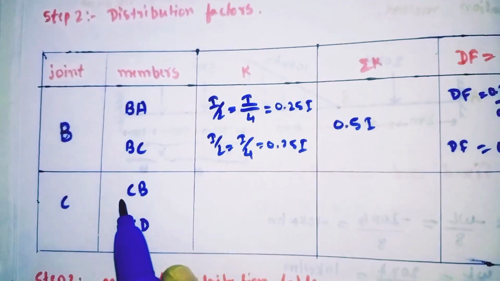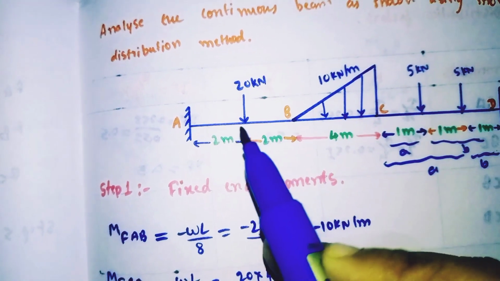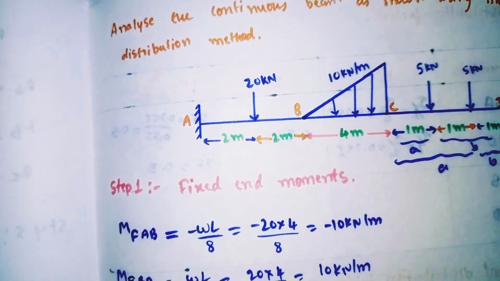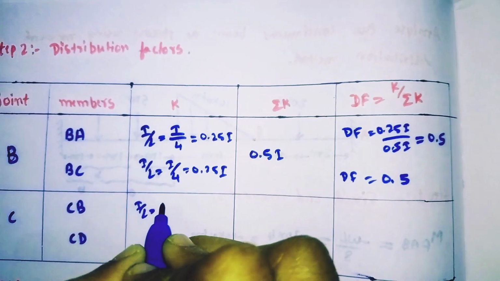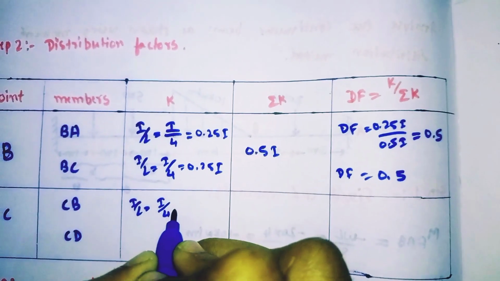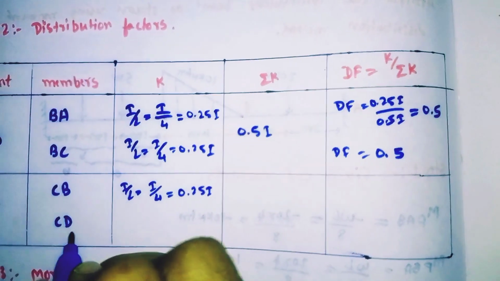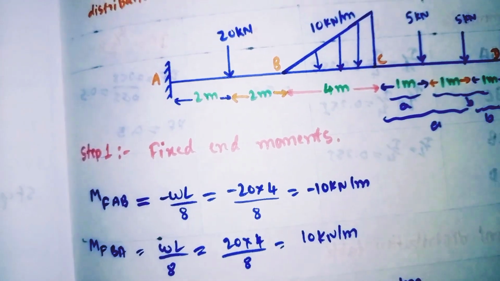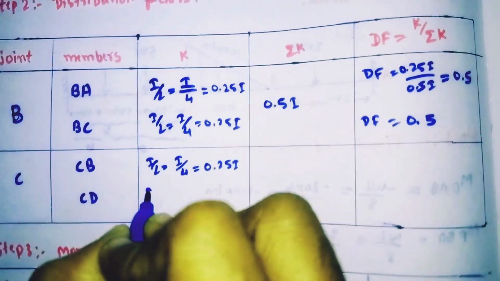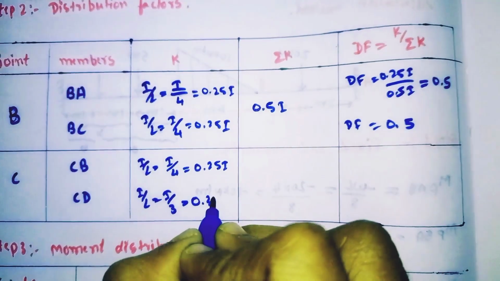So for now we will see the CB. For span CB, the beam is also continuing, so again we need to use I by L when we have a continuous beam. So I divided by L is equal to I, our L, the span length, is 4. By simplifying it will come out as 0.25. And for CD, it is a fixed end. If our far end is fixed, we need to use the formula I divided by L. So again the same formula, I divided by length 3. By simplifying it will come out as 0.33I.